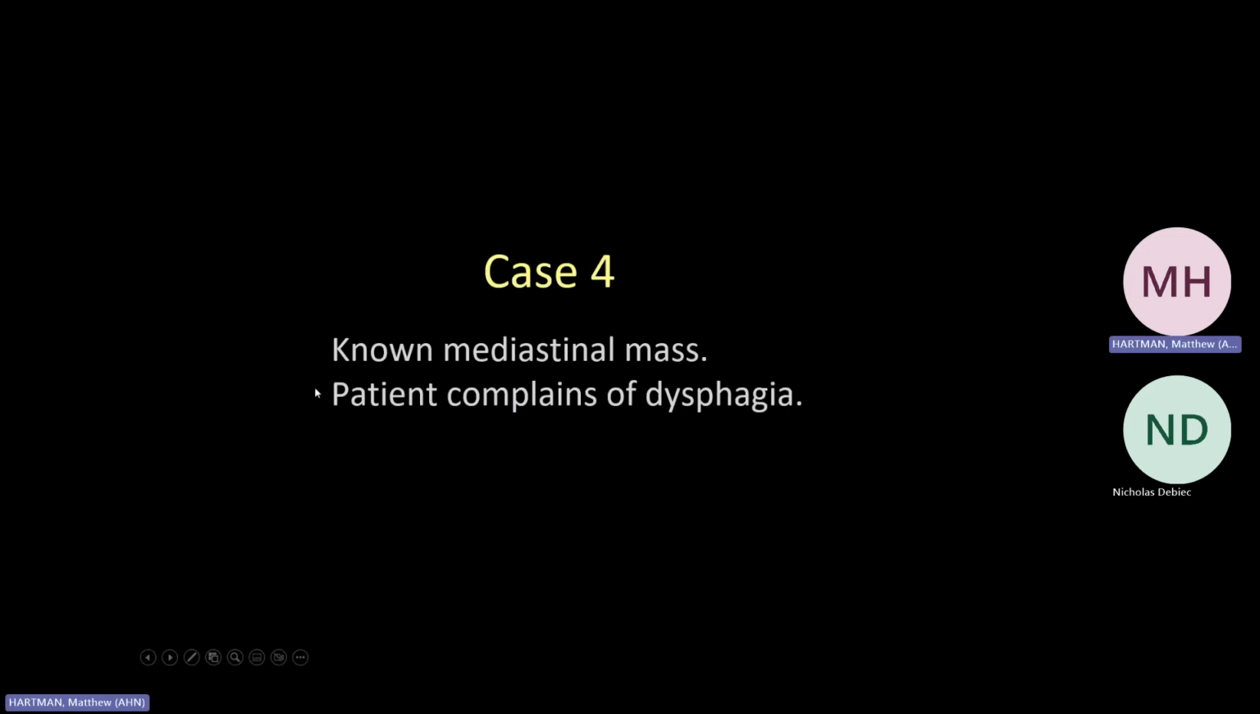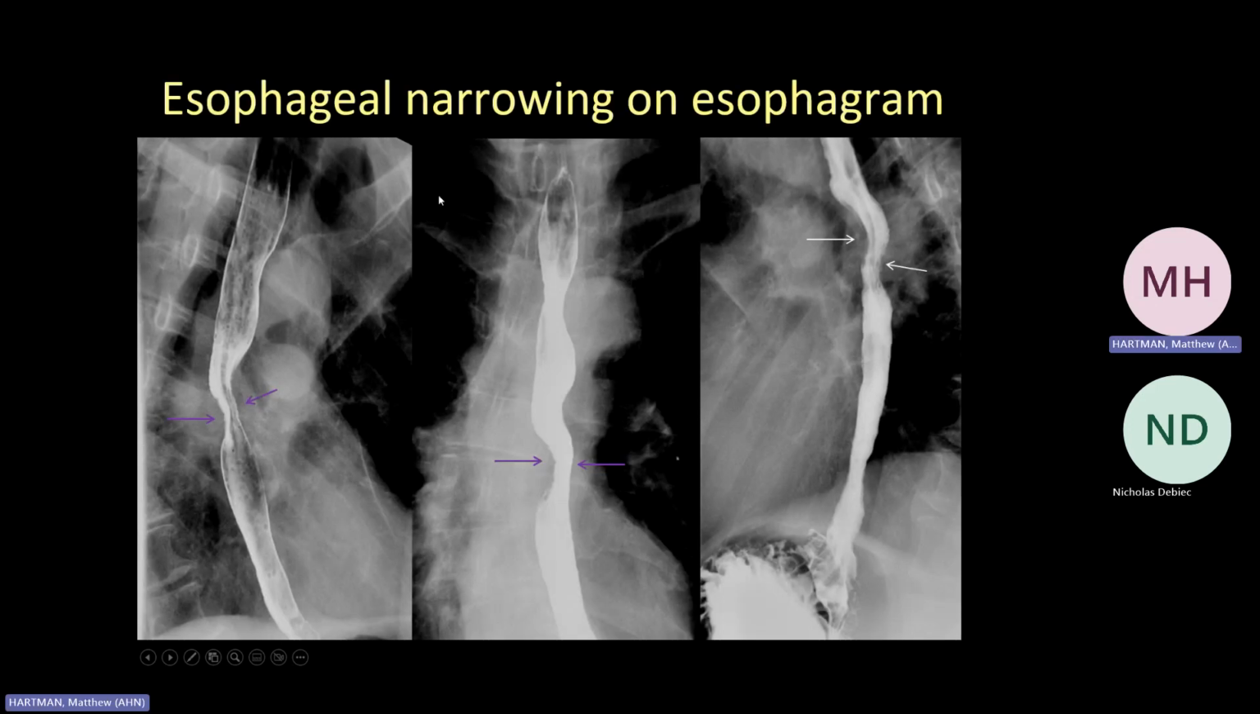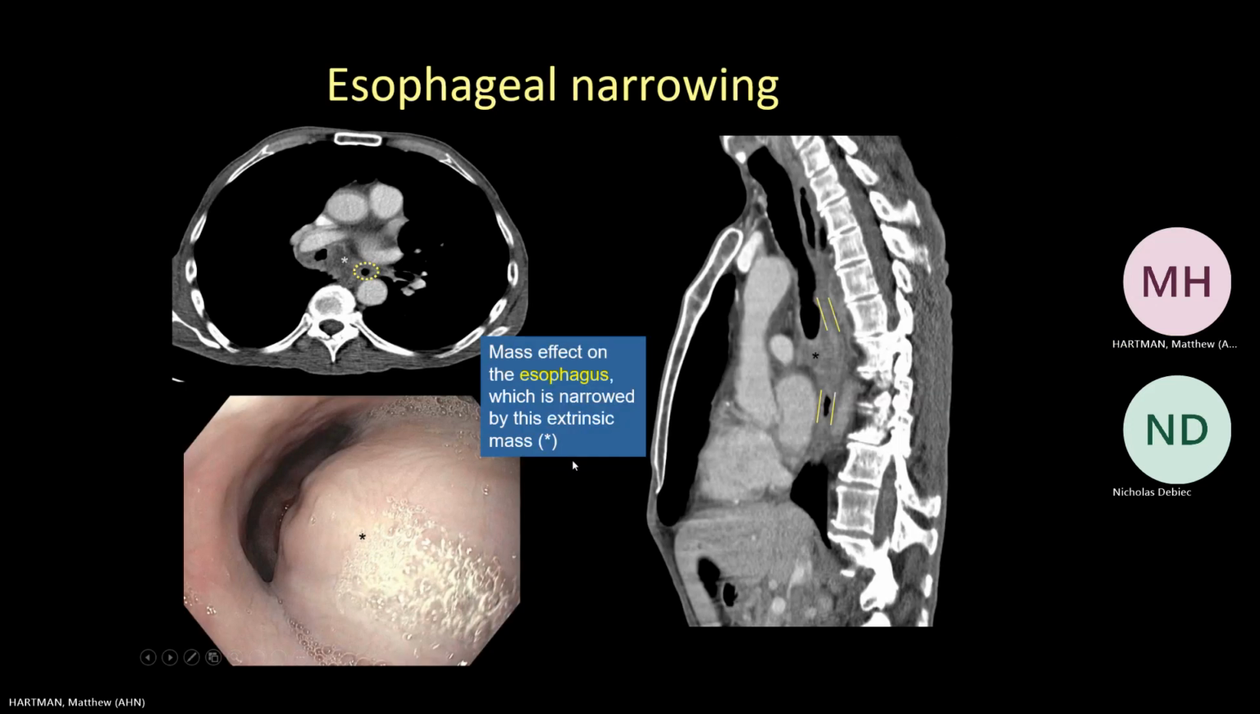Case number 4, no mediastinal mass, but a patient with dysphagia. Food's getting stuck. Let's do a double contrast esophagram and see. Nice area of narrowing, pretty smooth. Our single contrast, see that as well. The contrast makes it through though, so not completely obstructive. So really an area of narrowing.